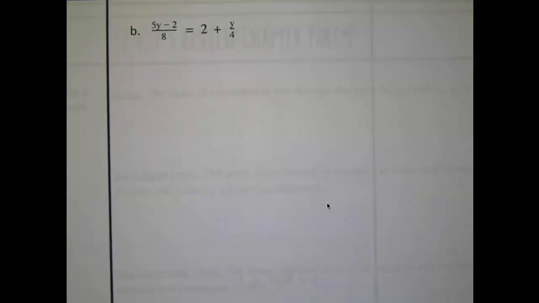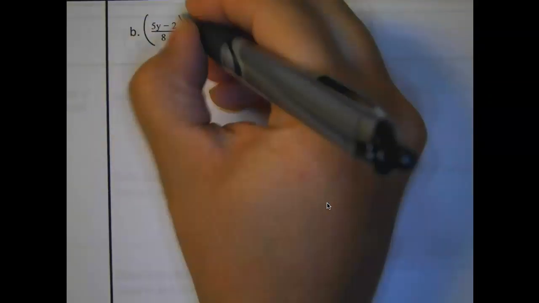This one is a tricky one. All right. So, I recommend in situations like this that you get rid of the fraction. There are different ways you can do this. I am going to multiply both sides by 8.